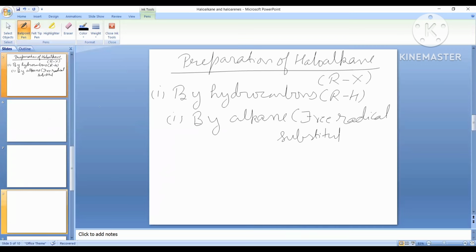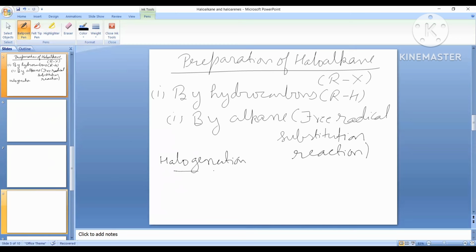Next, I am discussing the preparation of haloalkane, RX. The first method is from hydrocarbons, RH. In this, first is alkane, free radical substitution reaction. I will only discuss one method, and another method we will discuss in further videos. This process is known as halogenation.